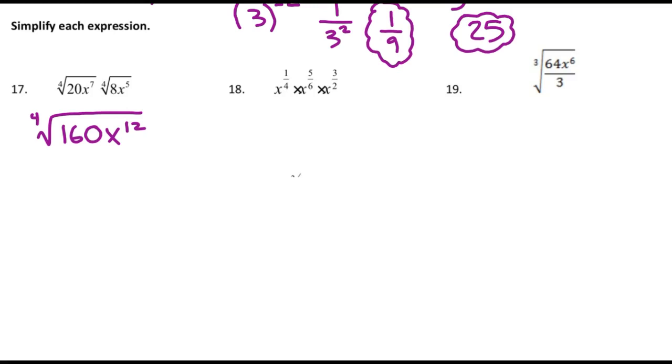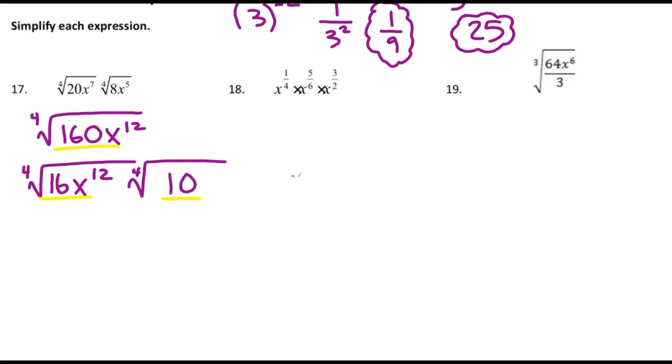When I start to simplify this, I go perfect fourth root stuff, not perfect fourth root stuff. Perfect fourth root stuff would be like 16 x to the 12th, and then the other factor is just going to be the non-perfect factor of 10. So if I multiply these two things together, I get what I have up there. Except the fourth root of 16 is 2, and the fourth root of x to the 12th is x cubed. So that's 2x cubed, and then what I have left inside the root is the fourth root of 10.